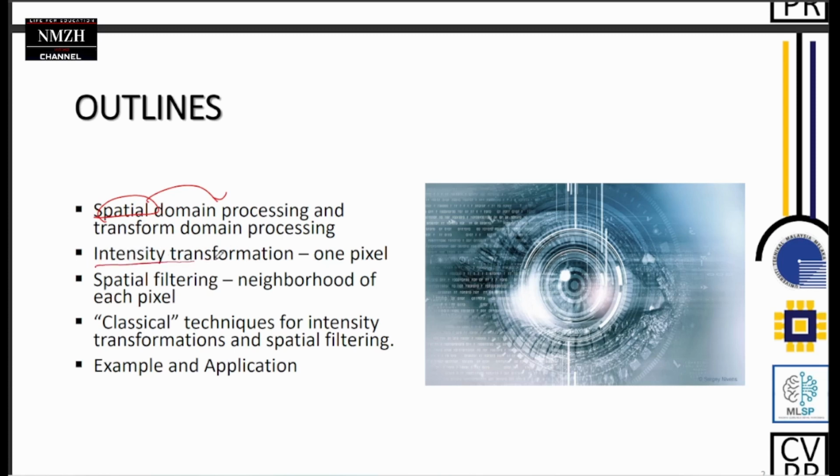The majority of chapter number 1 is about this. Basically, intensity transformation discusses the single pixel perspective, while the second part of this chapter talks about spatial filtering, where the majority of the discussion covers the neighborhood situation, condition, and environment of each pixel in image processing techniques. Not to forget, all the classical techniques for intensity and spatial filtering will be discussed, both part 1 and part 2.